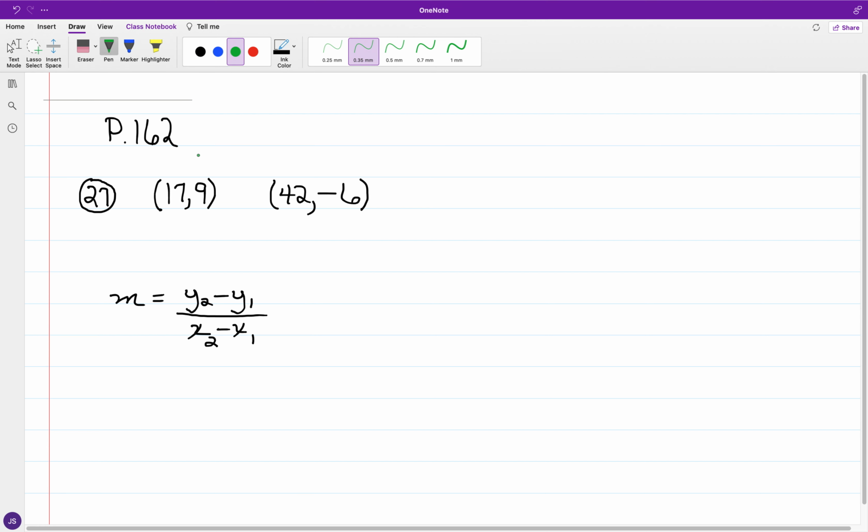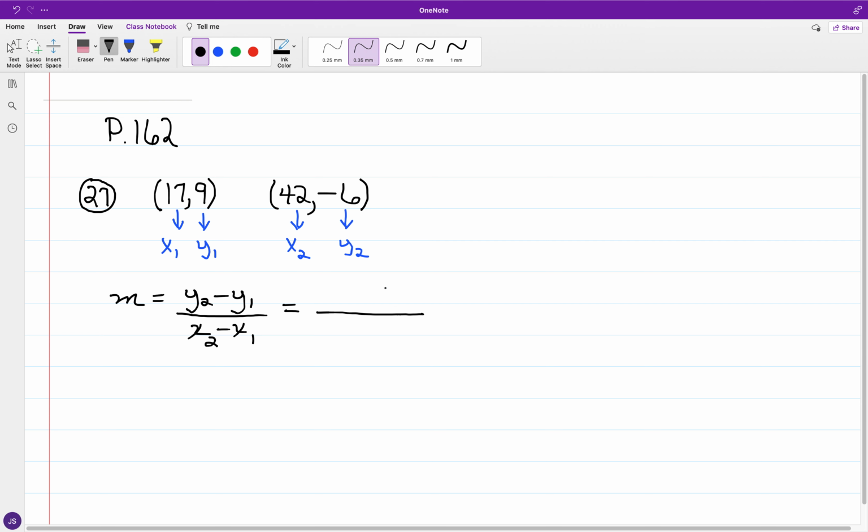And looking at the determination of slope, we have all ordered pairs to be of the form (x, y). Either point could be regarded as the first, but since we have 17, 9 presented beforehand, we'll let this represent x1, y1, and have 42, negative 6 be the second ordered pair, where 42 is x2 and negative 6 will be y2. And that is what we have after identifying x1, y1 and x2, y2 in the setup.